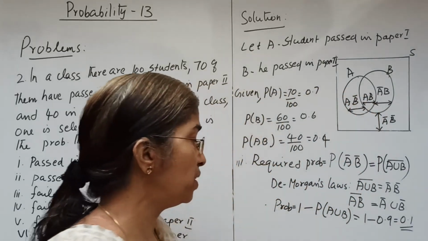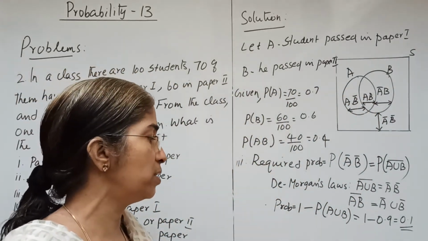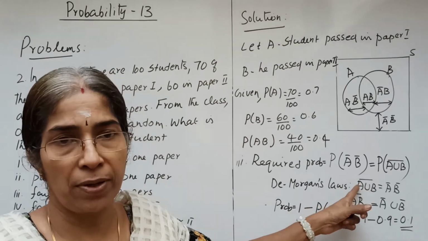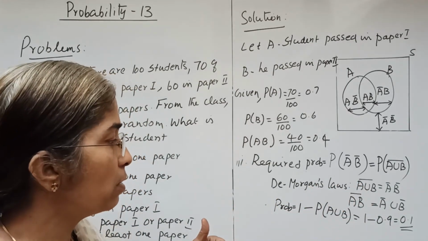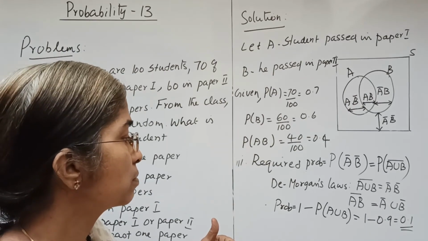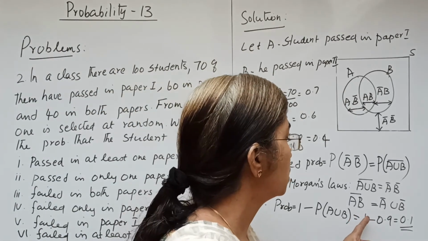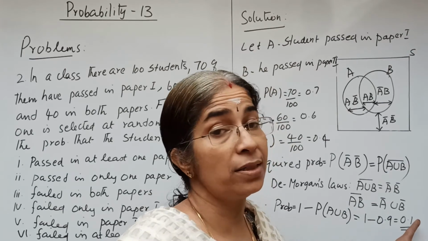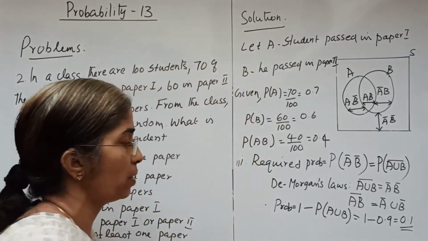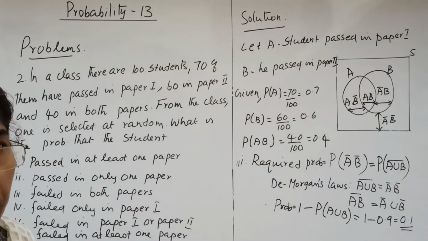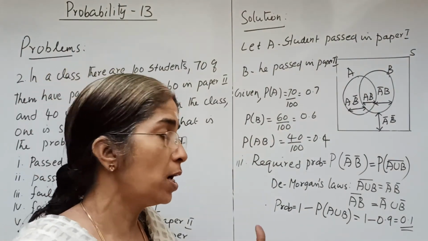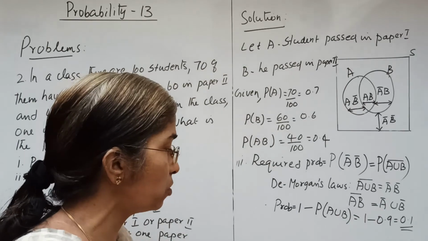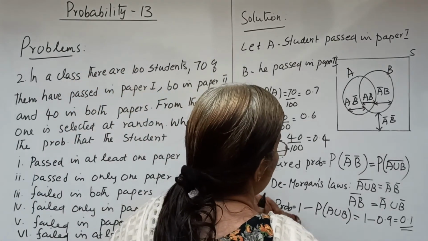That is 10 by 100 failed in both the papers. Sorry, 10 by 100 failed in both the papers. 1 minus 0.9, which is 0.1. So 10 out of 100 failed in both papers. Okay. Now we consider the next case.